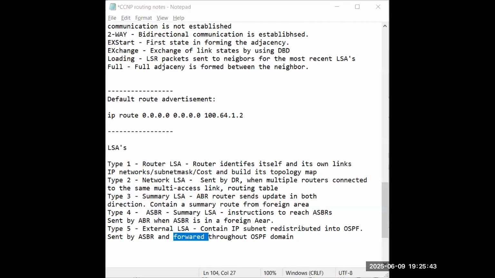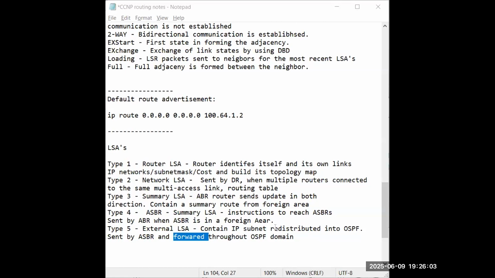So is it somewhat clear, or are you still confused? Yeah, I'll go through all the LSA types once. I think I need to go through it. It's completely theoretical. Yeah, completely theoretical.